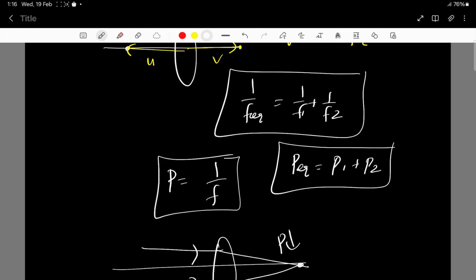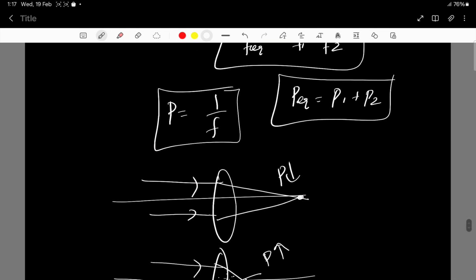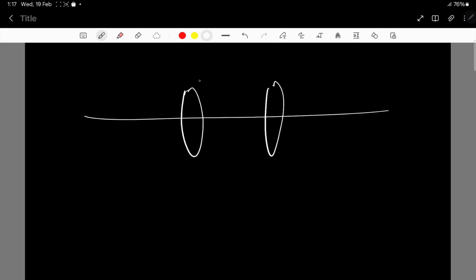Similarly, if there is any gap between the lenses, if the two lenses are separated by a certain separation gap, then obviously we cannot make use of this formula, because these formulas are strictly applicable only when the lenses are in direct contact. But if the separation gap between the lenses is d, then the equivalent focal length can be derived in the following way.